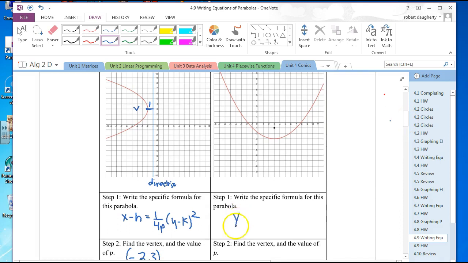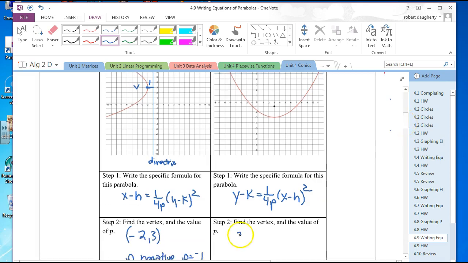Yeah, so y minus k equals 1 over 4p times x minus h squared. What is the vertex here? Yeah, 3, -3. Is p going to be a positive number or a negative number here? Positive, because it goes up. So how am I going to figure out what p is? Can you see? Yeah, p is 2.